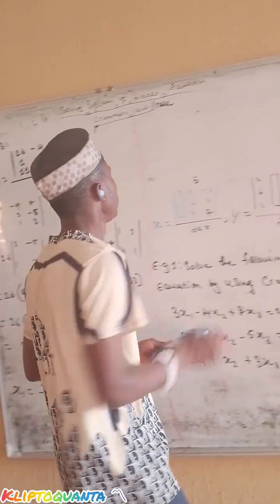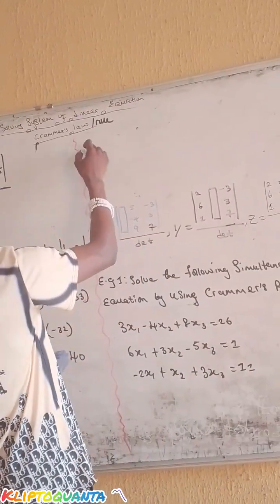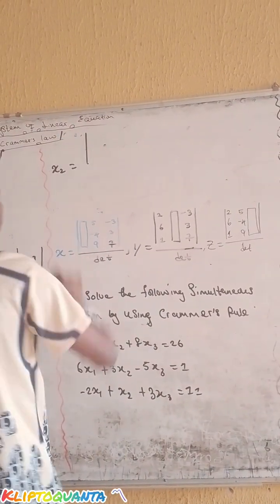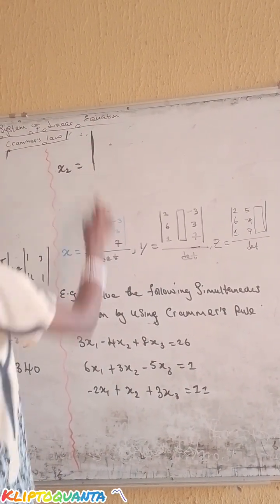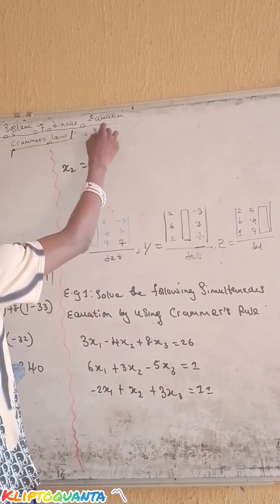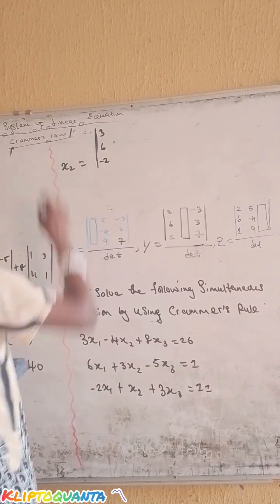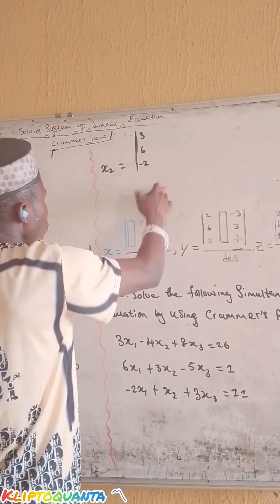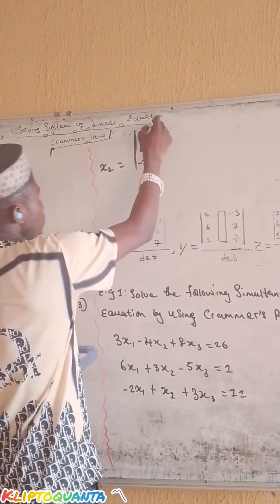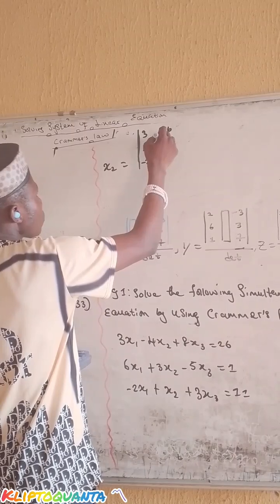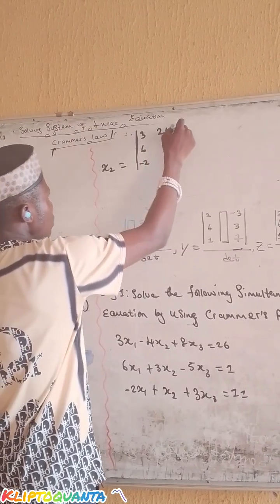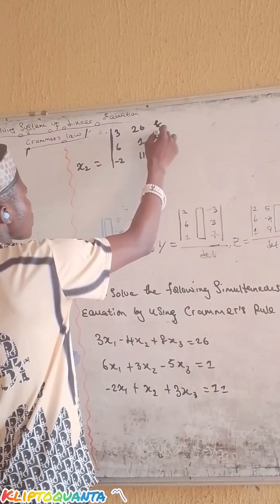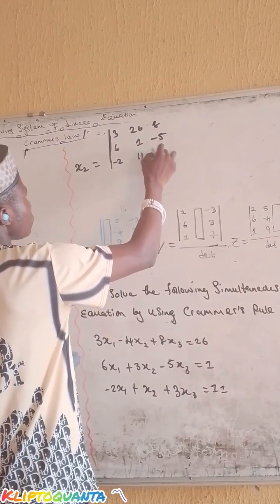The next one now, move on to x2. Now x2 will be equivalent to what? We literally need the first part, which is 26, 2. 3, 6, minus 2. Then the middle part is what we are going to ignore because that's the second column. So we are ignoring it by putting the solution there. So that will be 26. Then we have 1 and we have 11. Then we will put the normal part, which is 8, minus 5, 3, divided by the determinant.